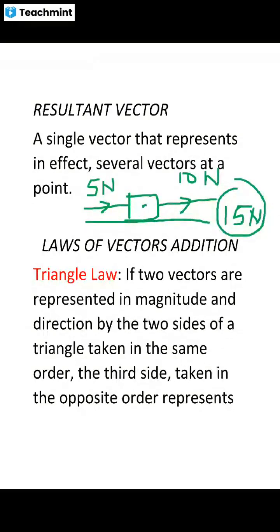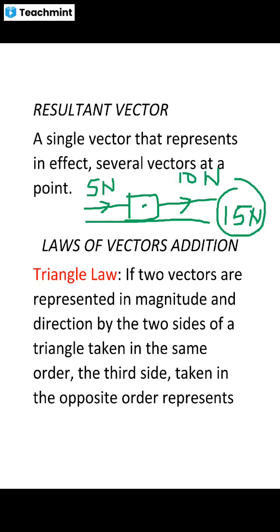How do we add vectors? Unlike scalars, we can just add them the way we add 3, 4 plus 5, 5 plus 7, the way we do addition in mathematics. We call that algebraic addition. But for vectors, we have strategic ways we normally add them, and they are governed by two basic laws. The first one is the triangle law, and the other one is the parallelogram law. In the real sense, both the triangle law and the parallelogram law are talking about the same thing, and you're going to find out very soon.